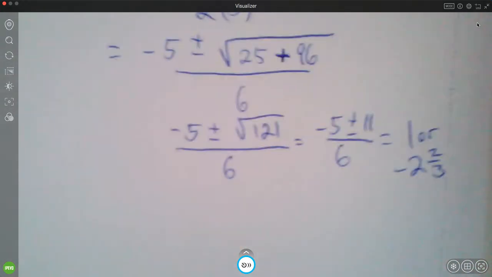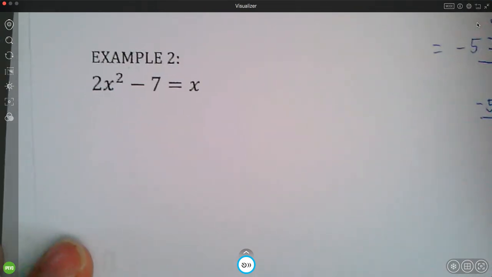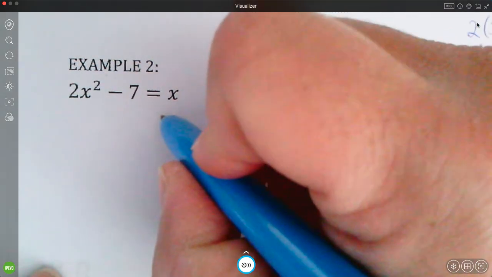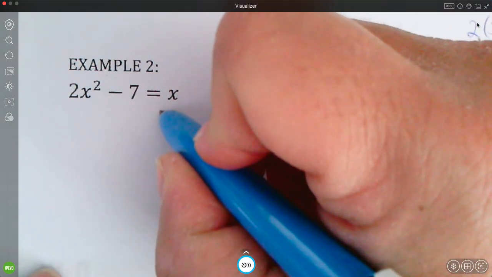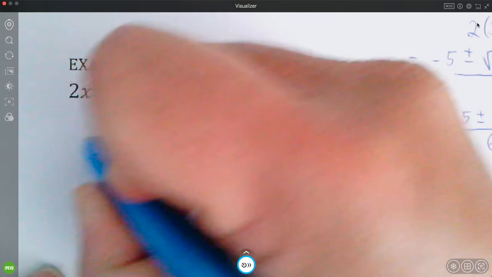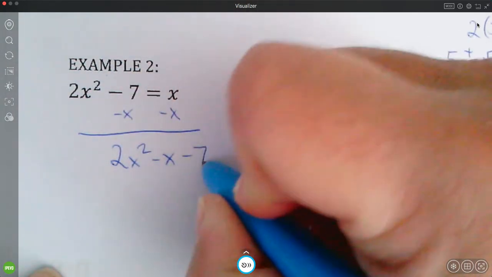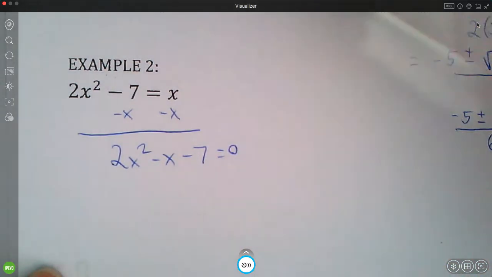So that's the first example today. Let's do our second example today. This one right here. So again, this one's not in standard form just yet. So we're going to minus x from both sides. Rewrite this as 2x squared minus x minus 7 equals 0.